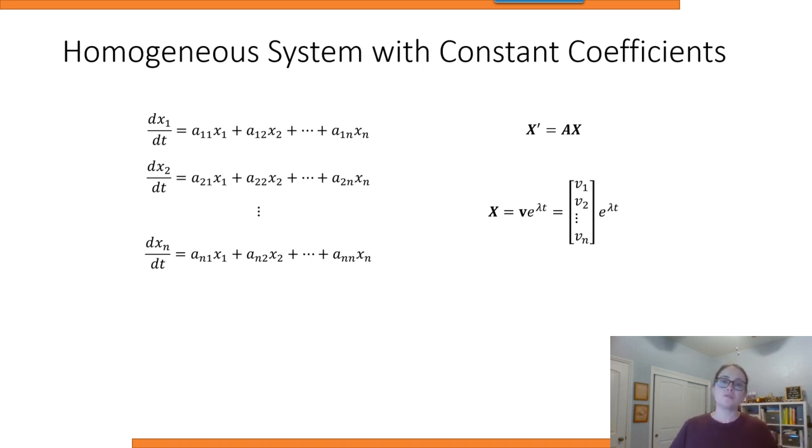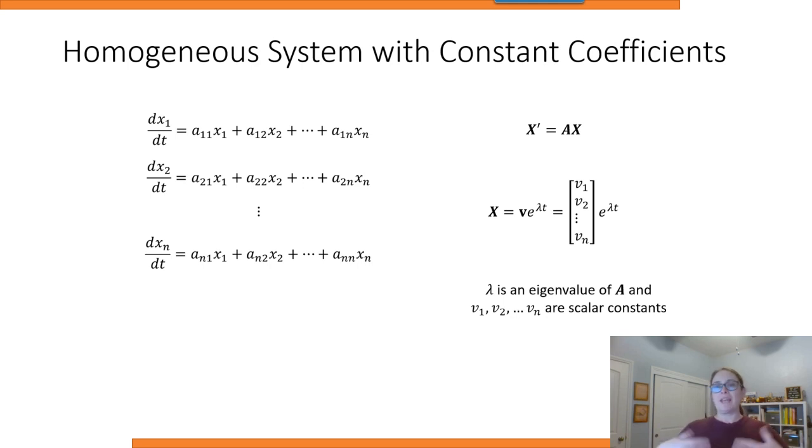Here, our proposed solution x is going to be an eigenvector v times e to the lambda t, where lambda is an eigenvalue of A. So this will give me a solution to this homogeneous system if I plug this in. So what I'm going to need to do is find the eigenvalues and eigenvectors of the matrix A to get started in solving this system. And then when I get all that, I can plug it into this to create a solution.